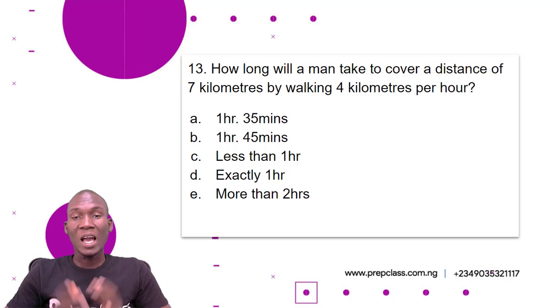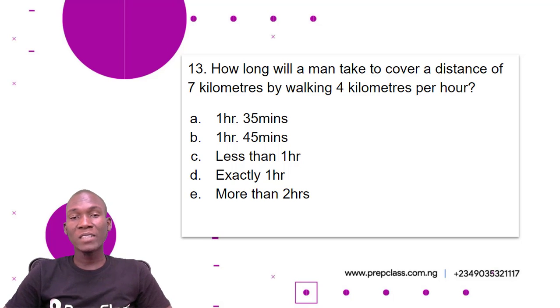Question number 13. How long will a man take to cover a distance of 7 kilometers by walking 4 kilometers per hour? A. 1 hour 35 minutes, B. 1 hour 45 minutes, C. less than 1 hour, D. exactly 1 hour, E. more than 2 hours.